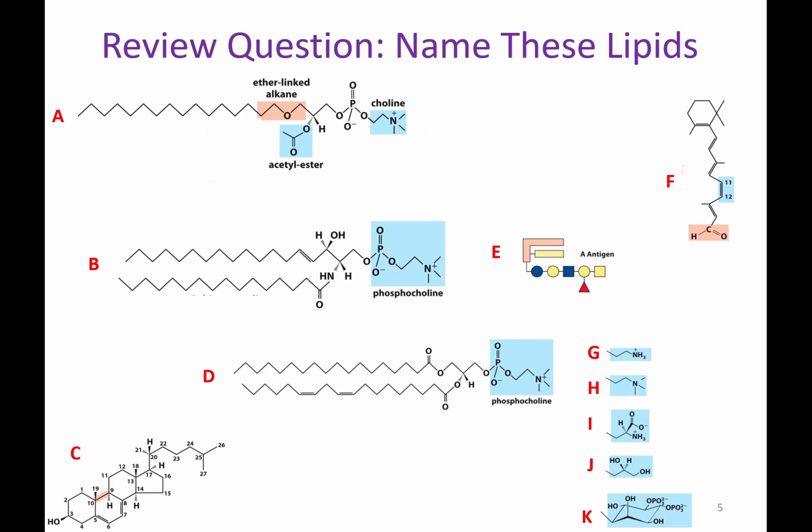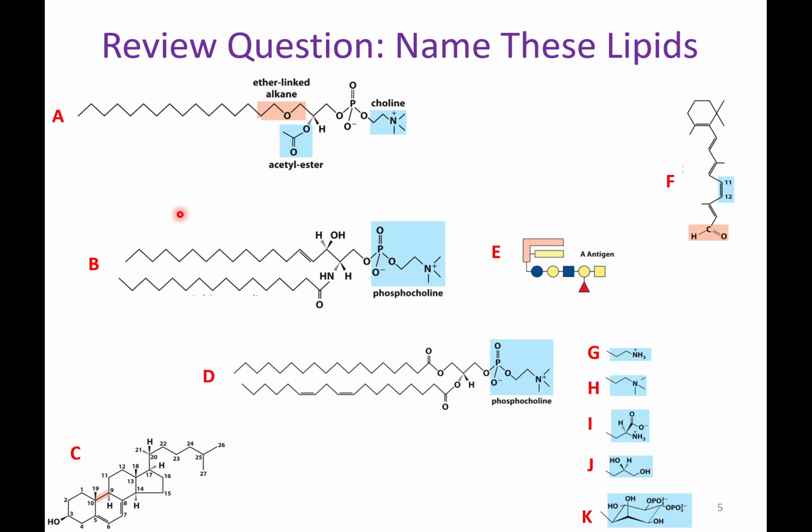Okay, and then last review question, name these lipids. This might be a point where you'd want to pause and see if you can name all of these. Okay, if we go through this, what is this? Well, it has a choline as the head group, but you'll notice also there's a very short acetyl ester here at position 2, and there's an ether linkage here. So if you remember what this one is, it's platelet activating factor.